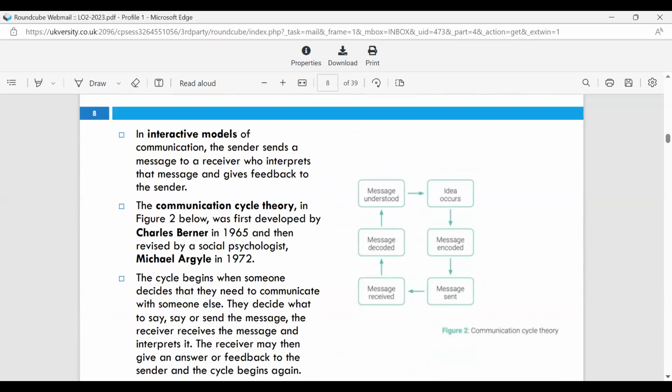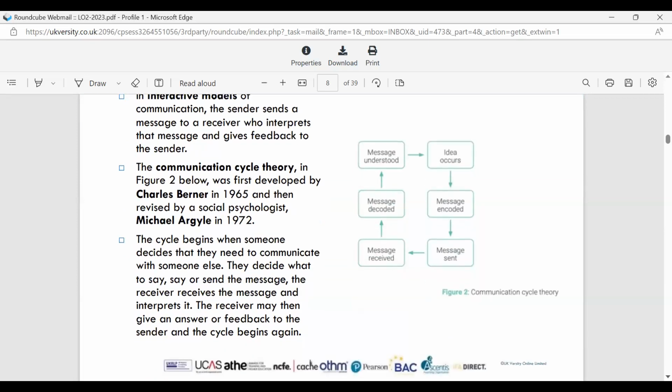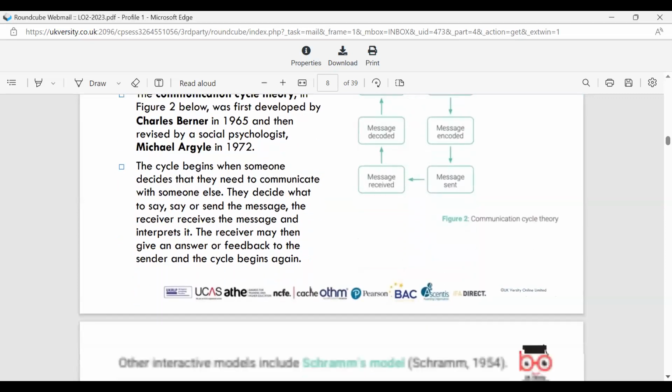The communication cycle theory in figure 2 below, which was developed by Charles Berner in 1965 and then revised by social psychologist Michael Aguirre in 1972. The cycle begins when someone decides that they need to communicate with someone else. They decide what to say or send the message. The receiver receives the message and interprets it. The receiver may then give an answer or feedback to the sender, and the cycle begins again.